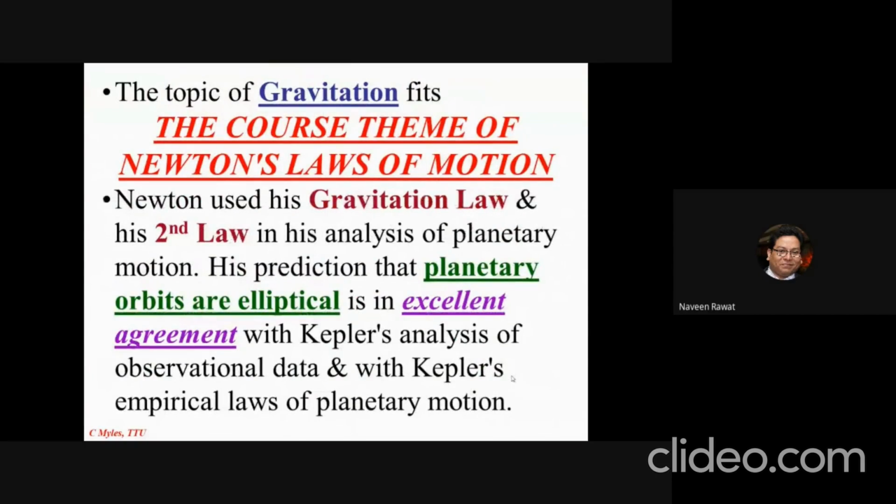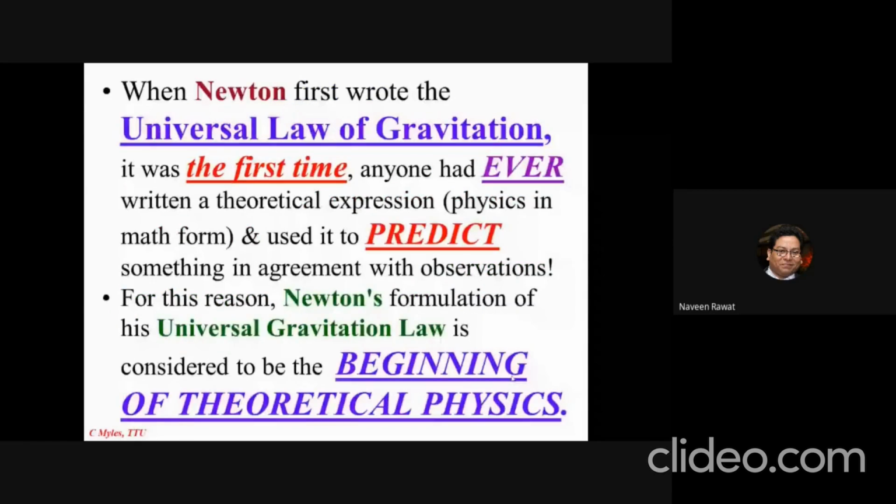His prediction of the orbits that were in elliptical trajectory around the sun was in excellent agreement with Johannes Kepler, who had given his three laws. Later on, Newton was able to derive Kepler's laws from his universal law of gravity. You can think that Newton's law of gravitation is actually the beginning of all theoretical physics.